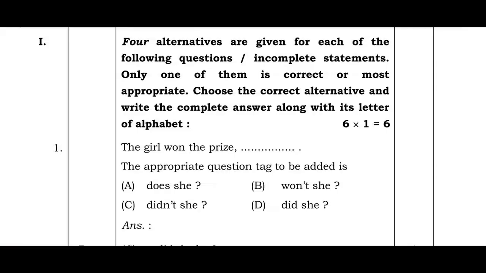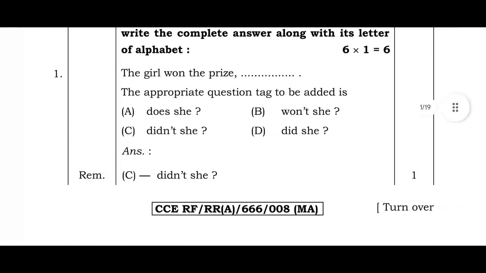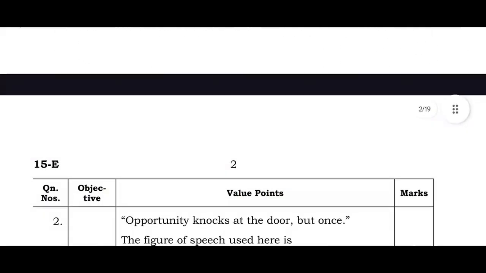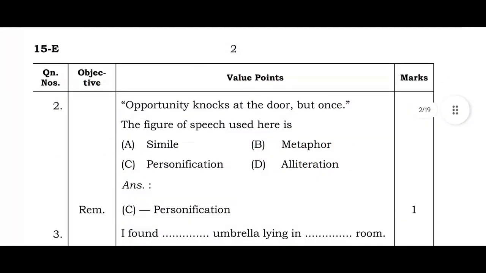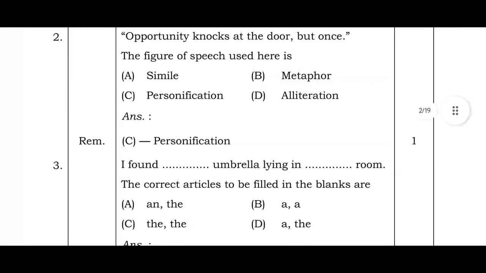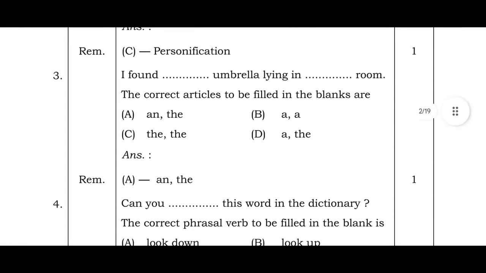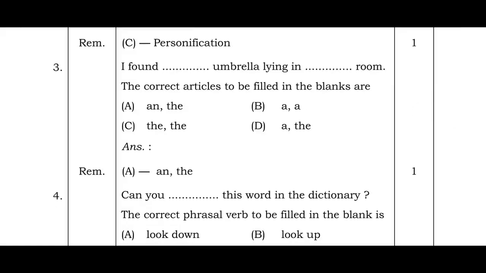First question. The girl won the prize. The appropriate question tag to be added is option C, Didn't she? Second. Opportunity knocks at the door but once. The figure of speech used here is option C, Personification.